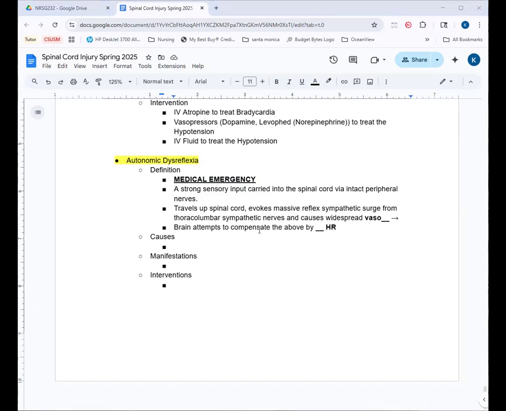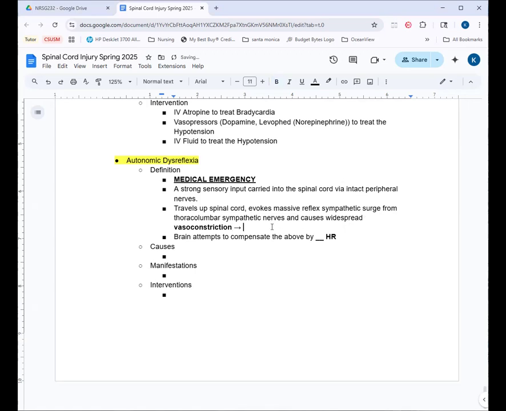Why'd he have to say it like that? But yeah, a whole bunch of stimulation from the nerves leads to vasoconstriction, which then causes something else to happen. What happens when we have vasoconstriction? Hypertension.